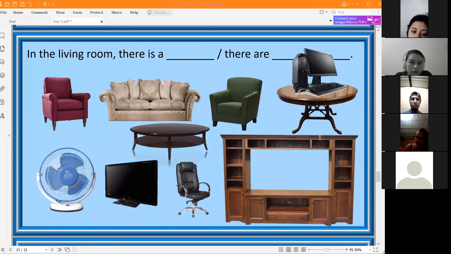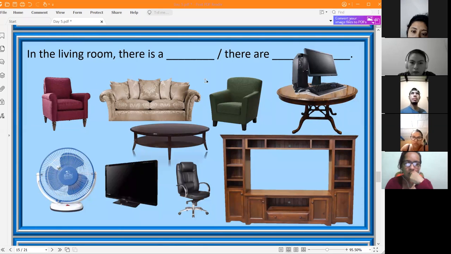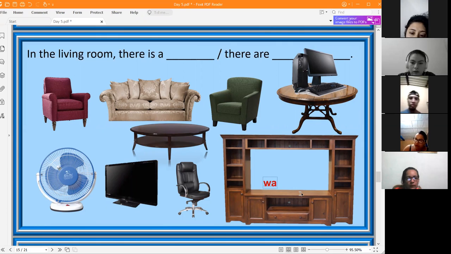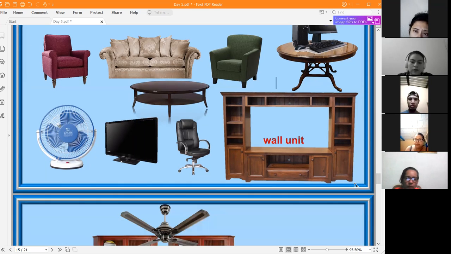Now we're going to go to the different rooms. For the moment, I want you to look only at the contents here. We say in the living room, there is an armchair, or there are two armchairs, there is a couch, there is a coffee table, there is a table, there is a computer. There is a fan, there is a smart TV, there is an office chair, and there is a wall unit. Here you put the toys, and here you put the screen.